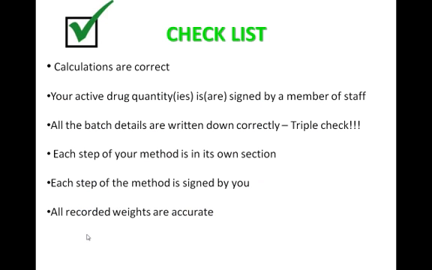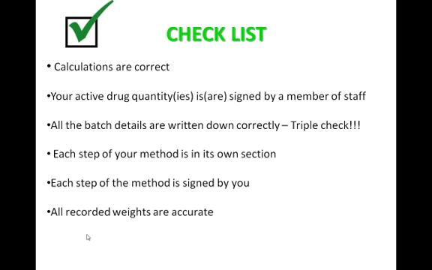So we've given here a nice checklist for you. So if you make sure you do this for all the products that you make, this should minimise the chances of you failing on something like the batch sheets. So double check your calculations are correct, double check that your active drug quantities are included correctly in the batch documents and they're signed by a member of staff, and also check that you've included all the other drug quantities and signed them yourself.